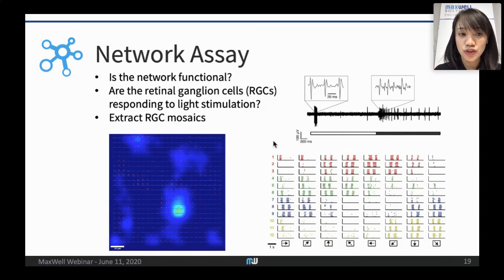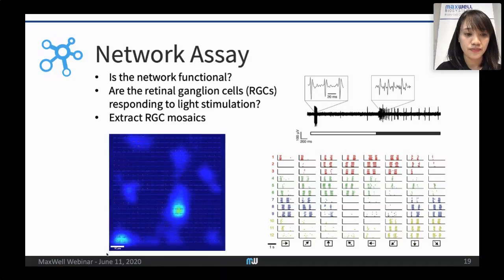So these can be used to extract retinal ganglion cell mosaics. And here at the bottom right, you can see the spiking, the bursting of each of the retinal ganglion cells for different directions of light, like going this direction, this direction, this direction, and so on. And this is a video of such an experiment wherein light is being moved from many different directions, and you will see how the retinal ganglion cells react to this light stimulation.